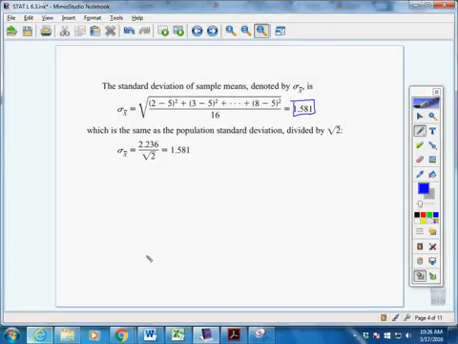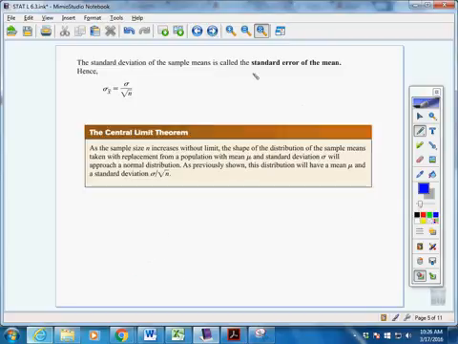Okay, what's all this leading to? Because I know your head's probably spinning right now, and that's okay. The standard deviation of the sample mean is called the standard error of the mean. How far off are we? So our standard deviation of the sample mean, that's this x-bar here, is the standard deviation divided by the square root of the sample size.